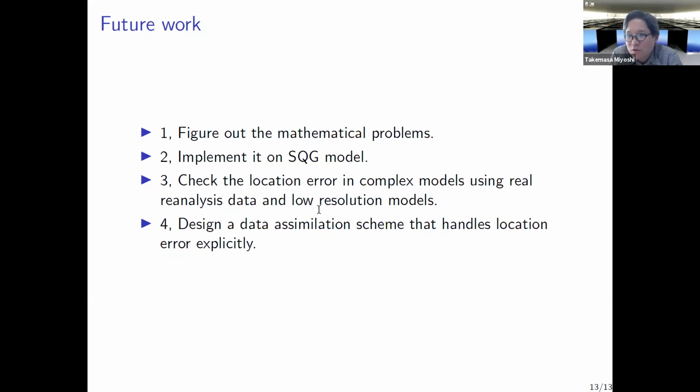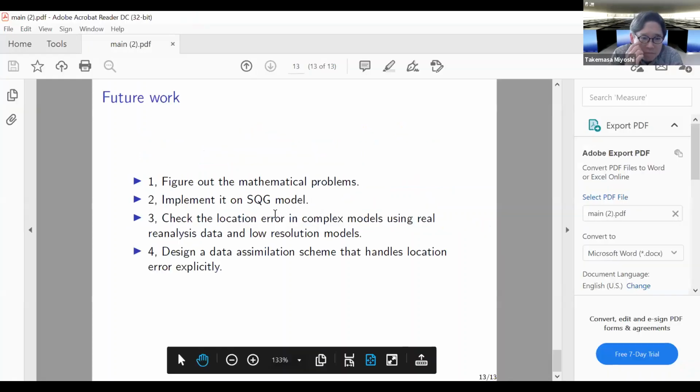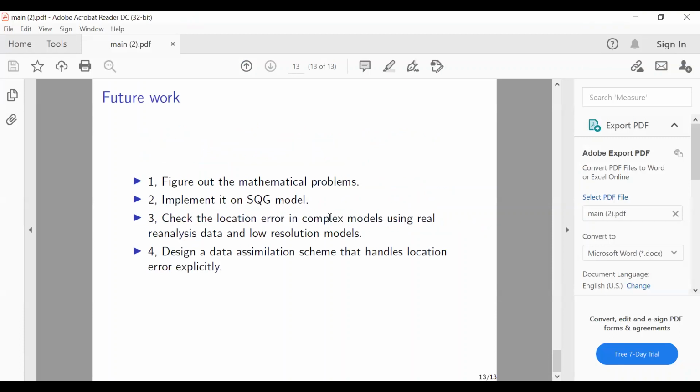Are there any questions, comments, or discussions? Maybe I can start. Thank you, Yikun, very interesting. I just wanted to clarify something.